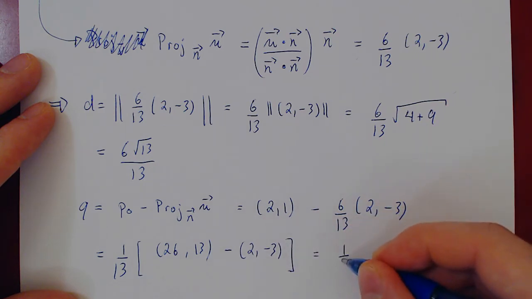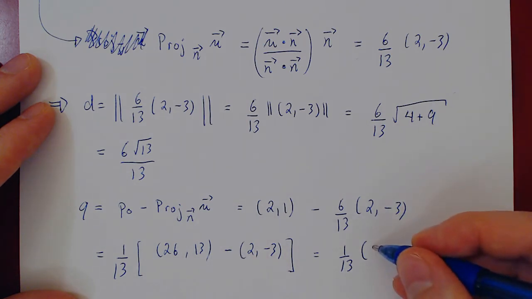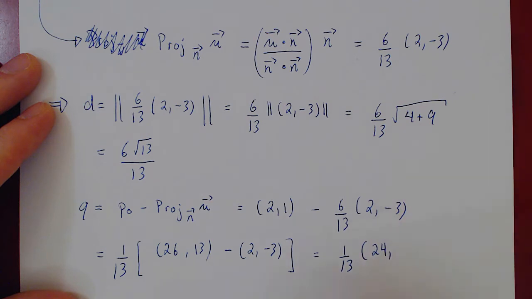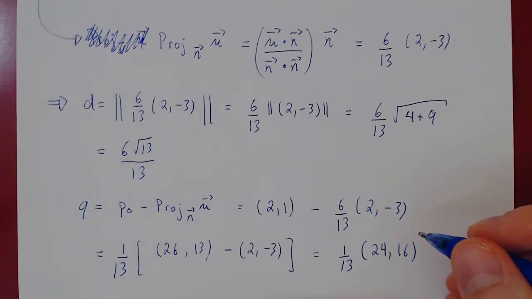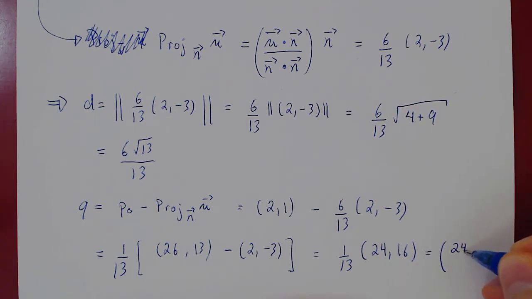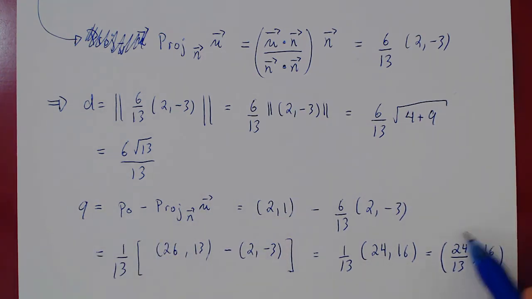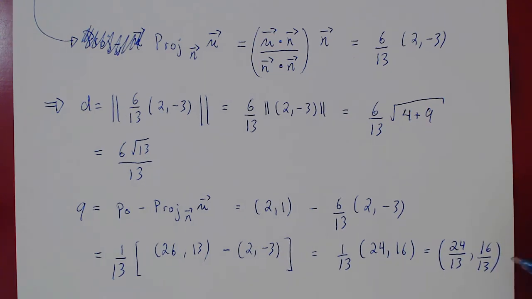So it's 1 over 13 times 26 minus 2, 24, 13 minus negative 3, 13 plus 3, 16. And if you want the point as a single point, not as a scalar multiple of a point, multiply through, and you have 24 over 13, 16 over 13. And there you have it. The point Q that lies on the line closest to P naught is the point 24 over 13 for the x component, 16 over 13 for the y component.